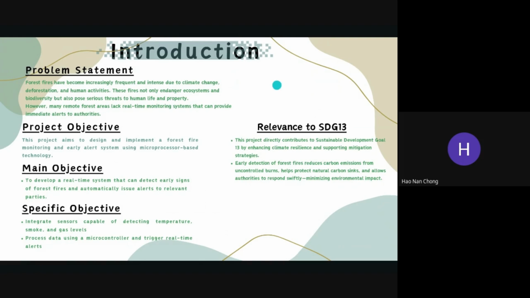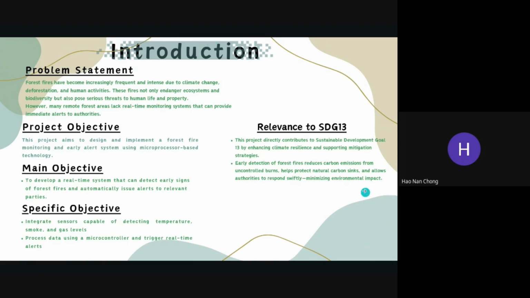The problem statement is that forest fires have become increasingly frequent and intense due to climate change, deforestation, and human activities. These fires not only endanger the ecosystem and biodiversity but also pose a serious threat to human life and property. However, many remote forest areas lack real-time monitoring systems that can provide immediate alerts to the authorities.